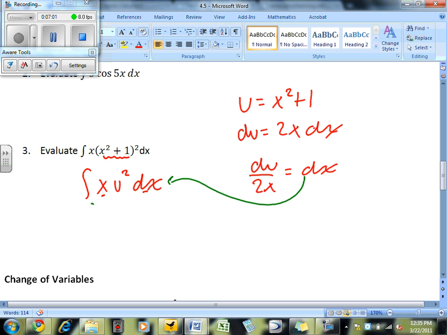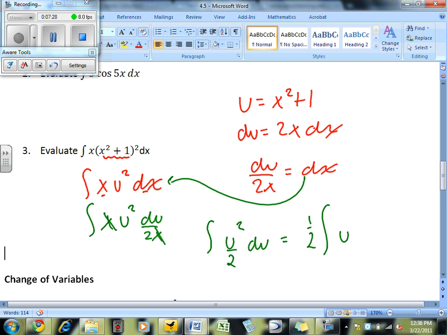So I have the integral of x u squared, du over 2x. If you notice, I'm multiplying here, so I can cancel. This x cancels out here. So what I'm left over with is the integral of u squared all over 2 du. Or what you guys know from integrals is we can pull that 1/2 out. So it's the same thing as 1/2 times the integral of u squared du. And then we add 1 to the power, divided by the new power.